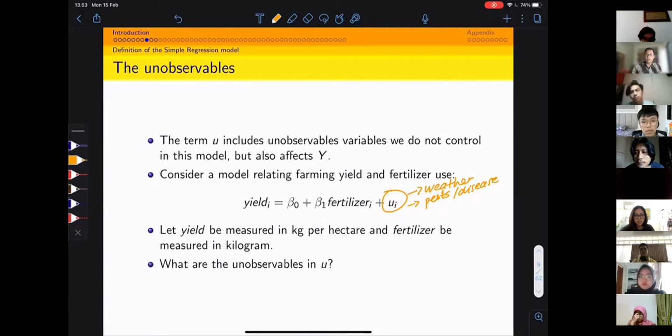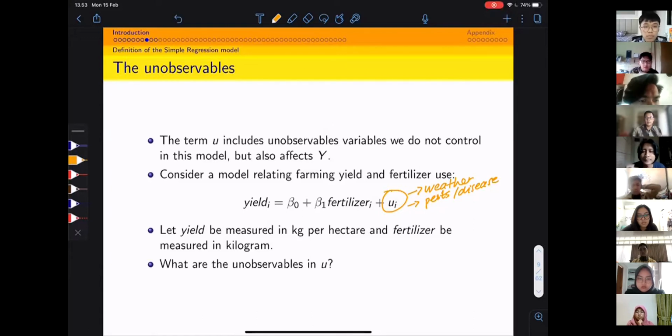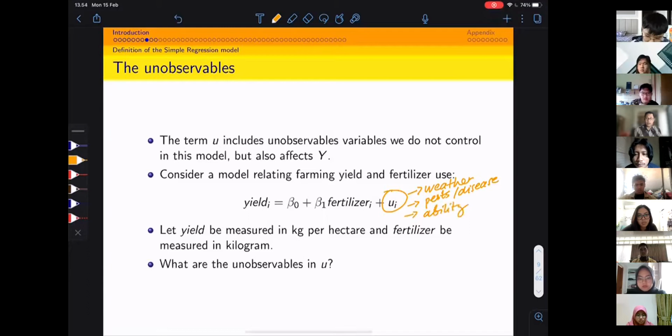You guys can raise your hand and I'm going to go one by one. Okay, Zaki, go ahead. I'm thinking farmer ability and motivation to do their farming. Okay, very good. I think this is important in the sense that farmers have different abilities. They have different knowledge on the use of fertilizer and farming in general. So I think that's a particularly good variable to include.